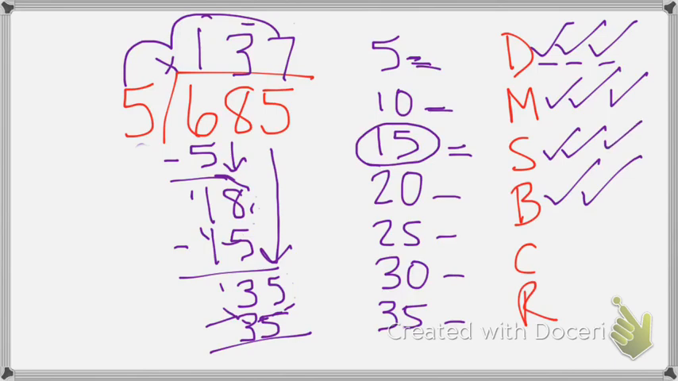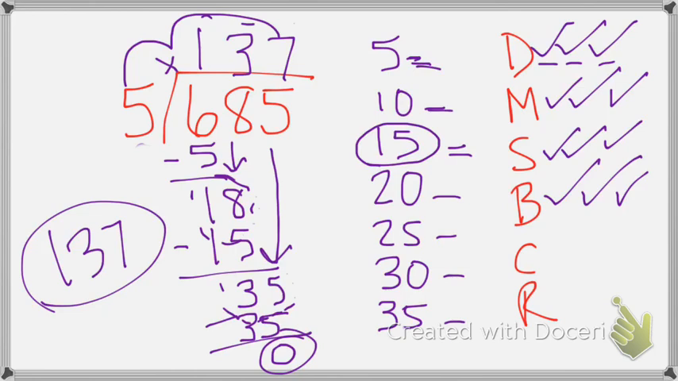35 minus 35 is my subtracting. And I have nothing left to bring down. I check my remainder. So my quotient is 137. And if I did have a remainder, I would just put it there.